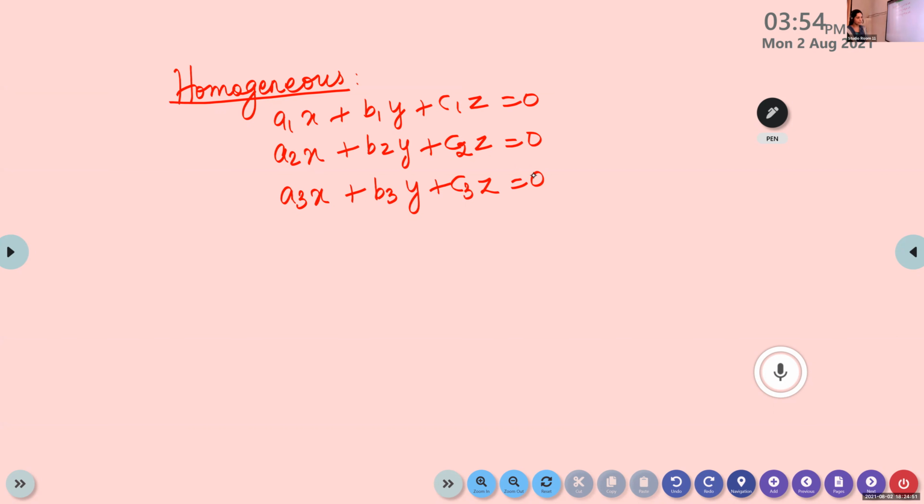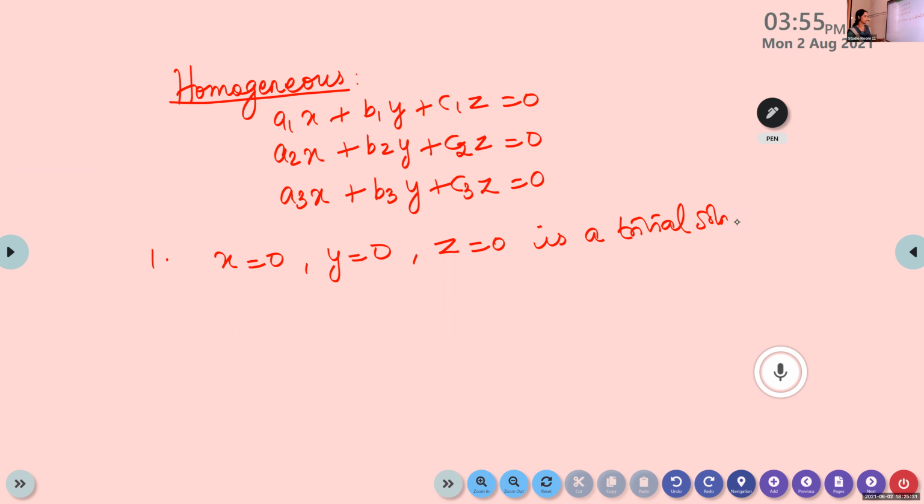In this case, we can say x is equal to 0, y is equal to 0, z is equal to 0 is a trivial solution. When you put x is 0, y is 0, z is 0, it is a trivial solution. Apart from this trivial solution, is there any other solution? How to find it? For that, again, we find out D.